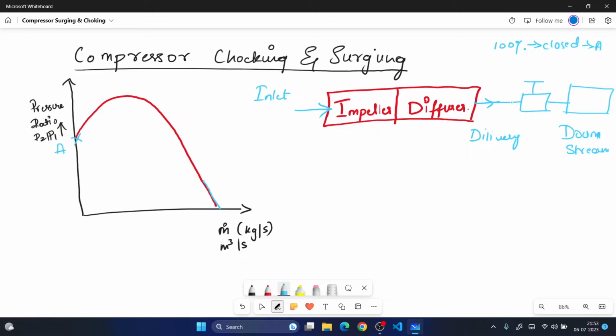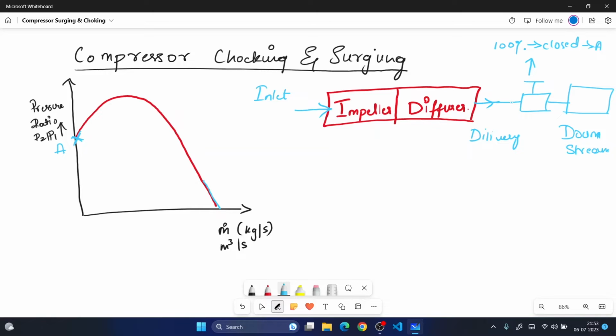When the delivery valve is closed 100%, the pressure increases only due to the impeller. The diffuser doesn't contribute its quota to the pressure ratio. Only due to the churning action of the impeller, its kinetic energy is imparted to the gas to raise the pressure. That is why the starting point is this one. The mass flow rate will be 0 because I have closed this delivery valve.